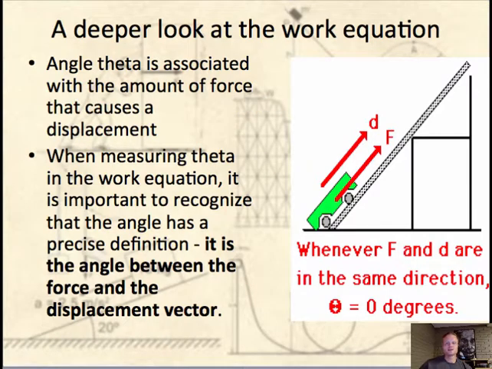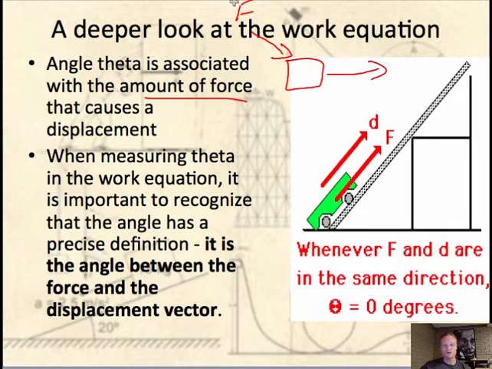Okay. So let's take a little deeper look at the work equation. This theta piece, I think, is probably the most confusing part of the equation. And again, it is associated with the amount of force that causes the displacement. Okay, so I'll just draw a little box here. If you're moving this box to the right and you're applying a force at an angle, we need to basically figure out the angle between the force and the displacement direction. That's theta. Because if you're applying a force at this angle, we know when we break this force into vectors, not all of it is going in the x direction. Some of it's going in the y direction, right?